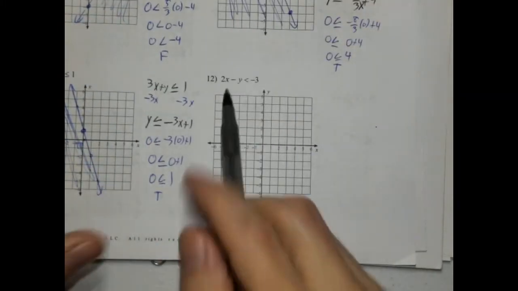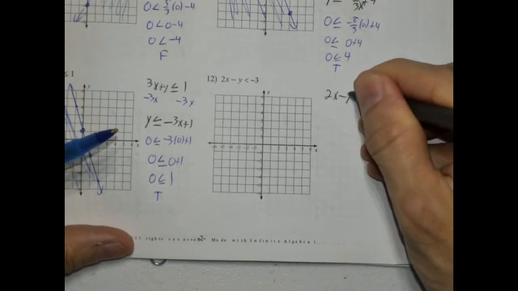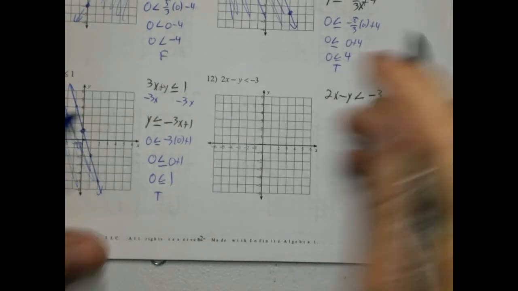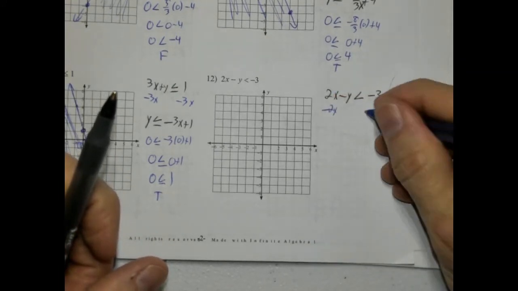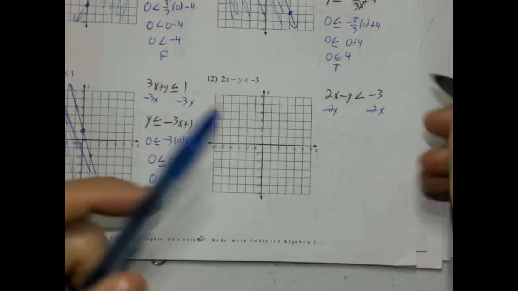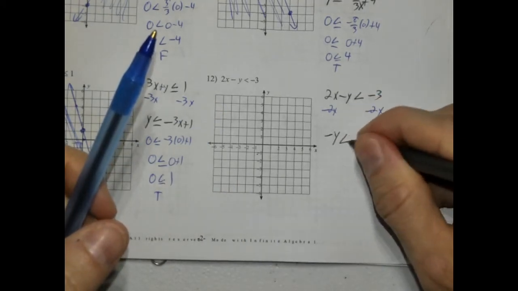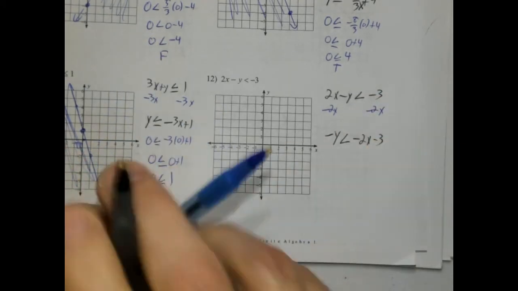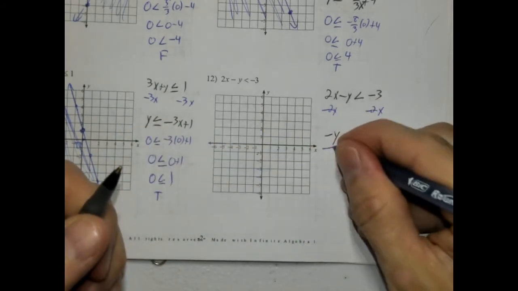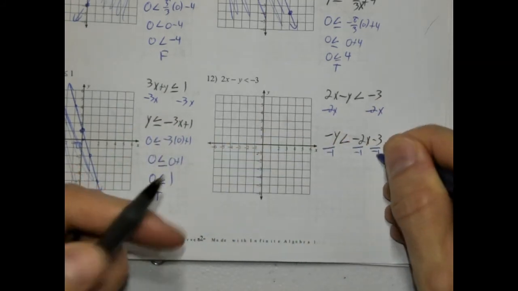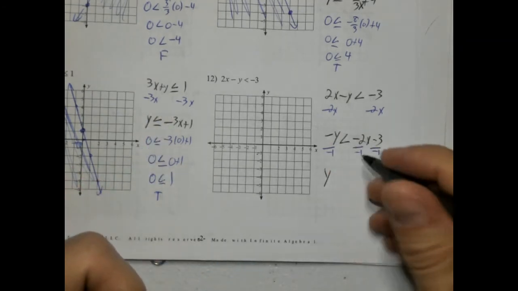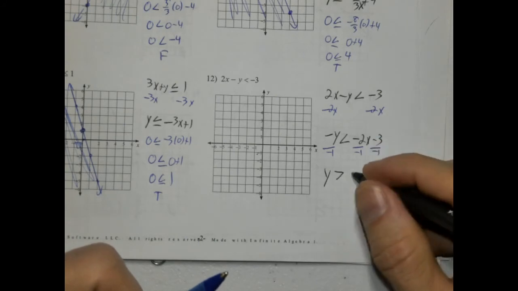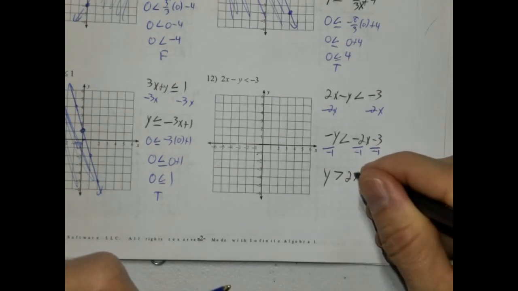And then the last one, we're going to rewrite this inequality. So we're going to write 2x minus y is less than or equal to -3. So minus 2x, minus 2x. Negative y is less than -2x minus 3, divided by -1. And we have y is, now this is going to change direction because we're dividing by a negative, greater than -2 divided by -1 is positive 2x, and that's going to become plus 3.